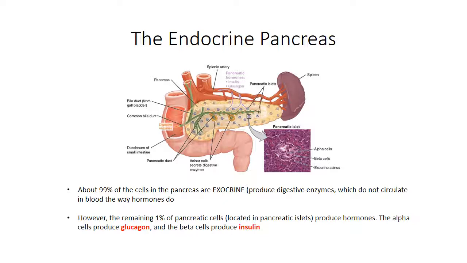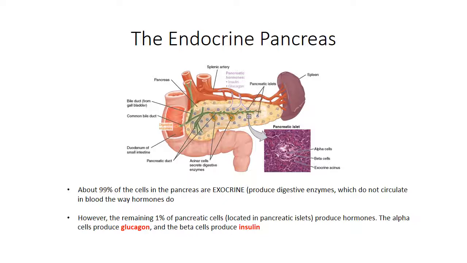If before you started this course, you knew that insulin regulates blood sugar, and after you finish this course, all you know is that insulin regulates blood sugar, that's not enough. I want you to know exactly what insulin does. We'll see it in the next slide.